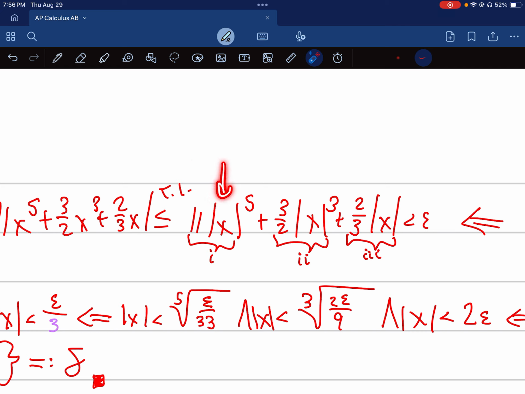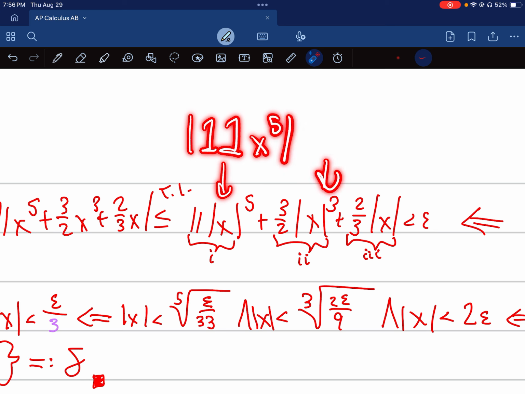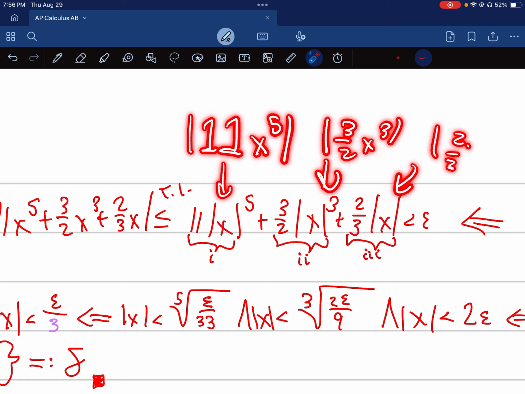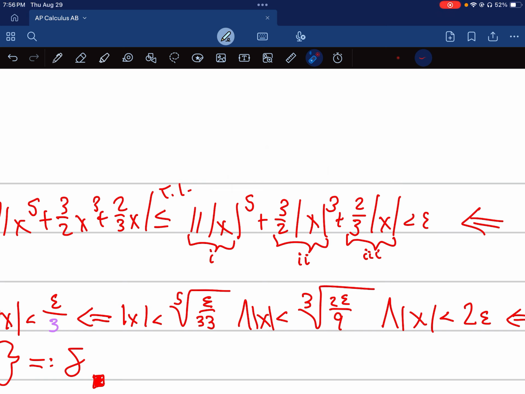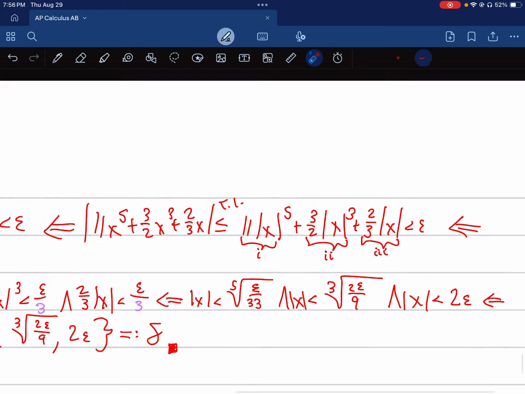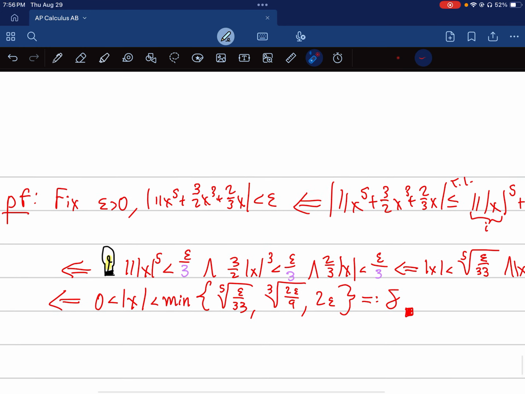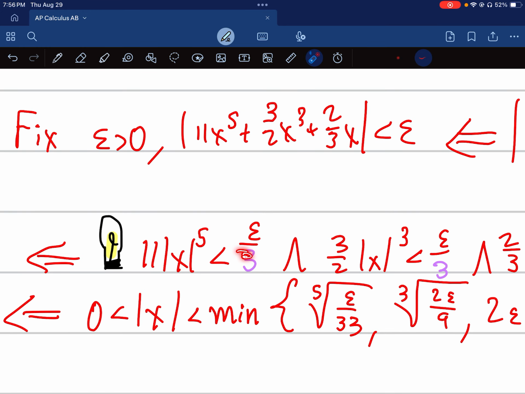Okay, this is a bit confusing. This is the absolute value of 11x to the 5th. This is the absolute value of 3/2 x to the 3rd. And this is the absolute value of 2/3 x. We're just applying absolute value rules. This is all less than epsilon. This is implied by, notice how many terms do we have? 1, 2, and 3. So what number are we going to divide by? Remember our big idea? We're going to divide by 3. That way when we add them up, we get 3 times epsilon over 3, which cancels out, which is epsilon.